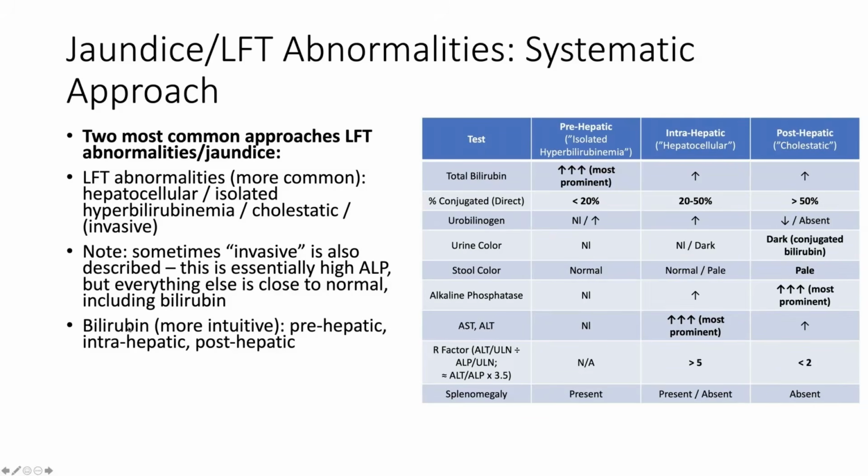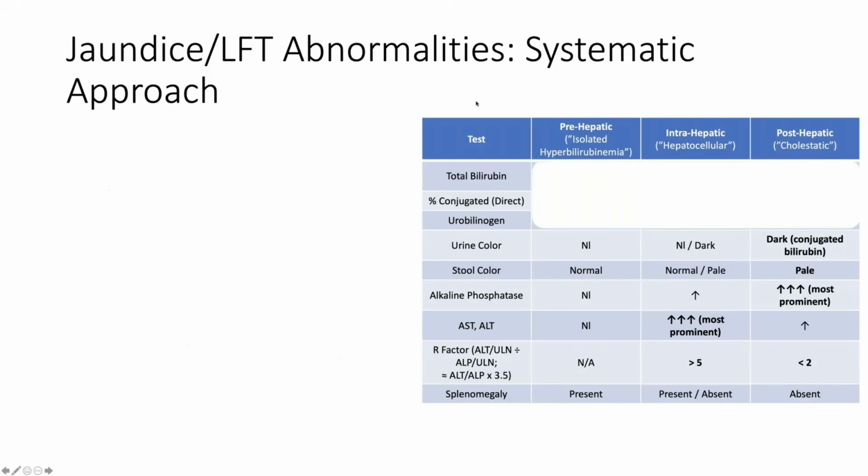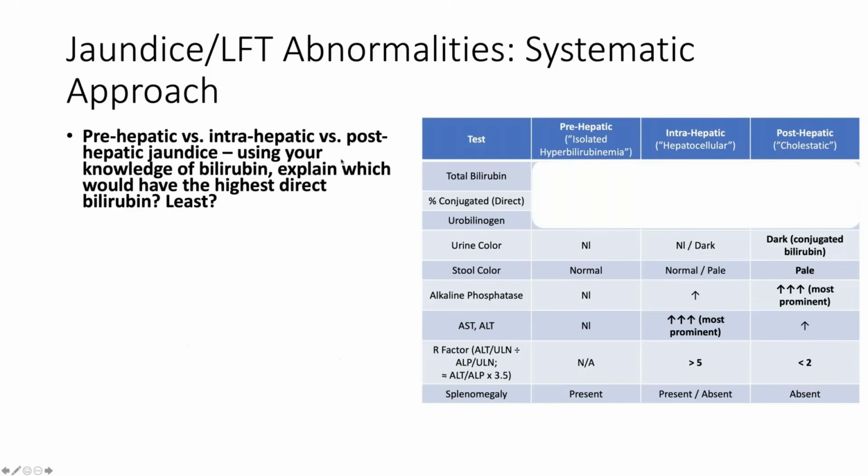For bilirubin, the more intuitive way of thinking about it is to look at causes of jaundice. One schema is to say prehepatic, intrahepatic, or posthepatic. They're essentially interchangeable. In the hospital, you'll probably hear this more often, but in your head, I think it's actually more useful to think about it in terms of pre and post. But I included both so that you can have both the intuition as well as the terms.